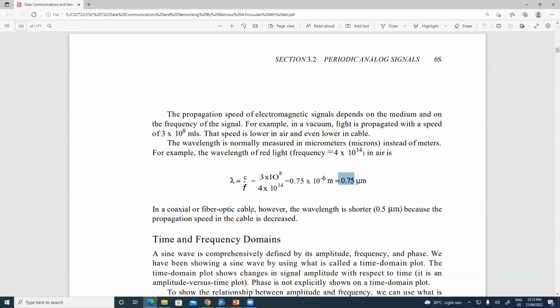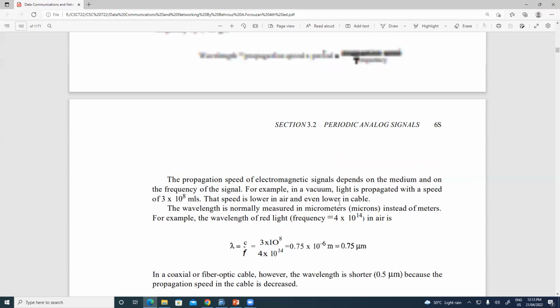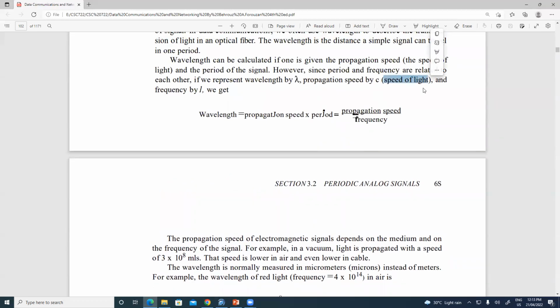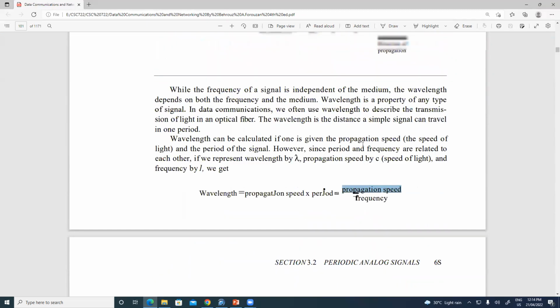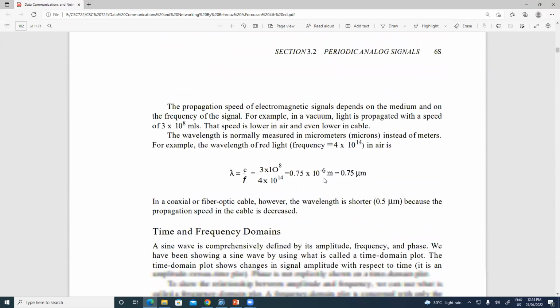So it says in coaxial or fiber optic cable, however, the wavelength is shorter, 0.5 micrometers, because the propagation speed in the cable is decreased. Why it is saying this is, I guess, the speed of light is just one parameter that is assumed, because if you are using fiber optic, then the signal is in the form of light. So in case you get any questions on calculating wavelength, this is the formula: propagation speed over frequency, and the propagation speed is basically the speed of light. That's the default value used here.